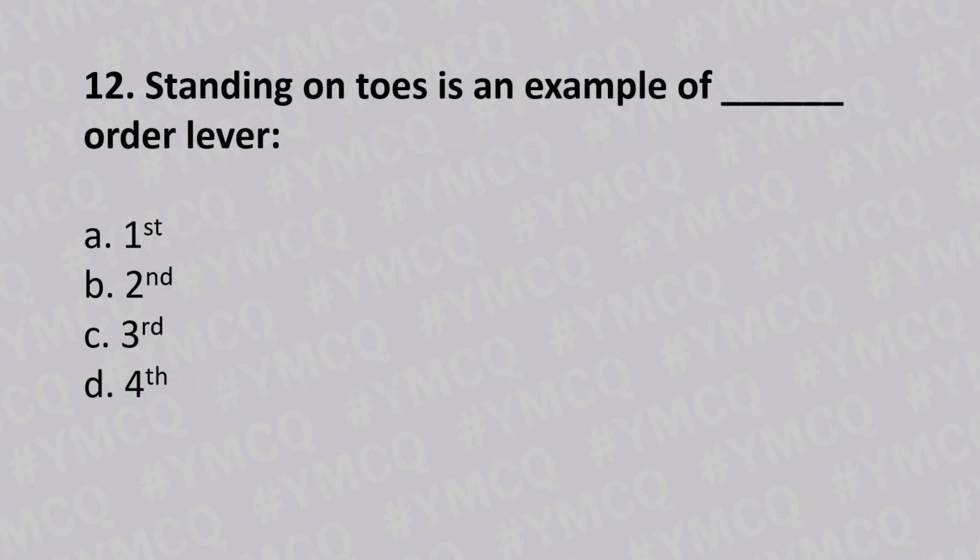Standing on the toes is an example of dash order lever. Option A first order lever, option B second order lever, option C third order lever, option D fourth order lever, and the answer is option B second order lever. Moving to our 13th question.